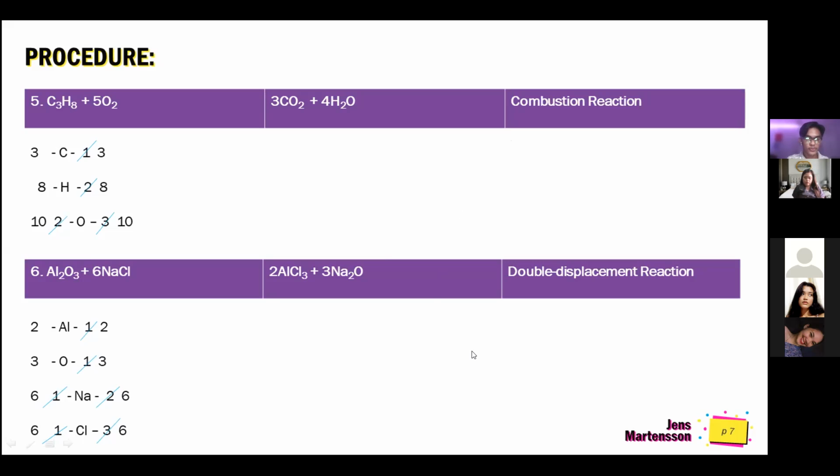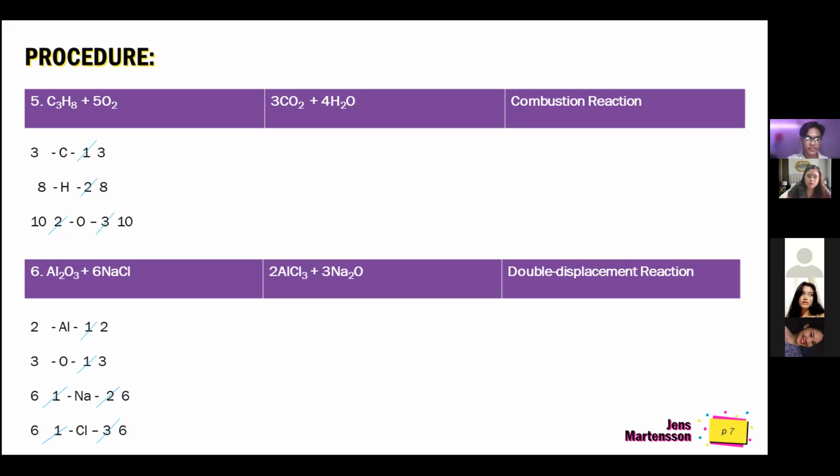Tama ba? Tapos, meron man siyang subscript na 2 kasi galing siya sa oxygen, sa charge ng oxygen, kasi criss-cross man natin siya. So, 3 times 2 is 6. So, 6 na sila pareho. So, balance na sila. Last is the chlorine, the Cl.